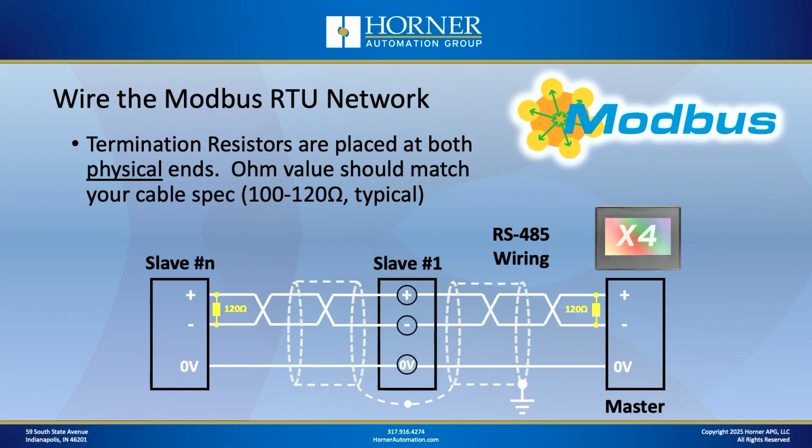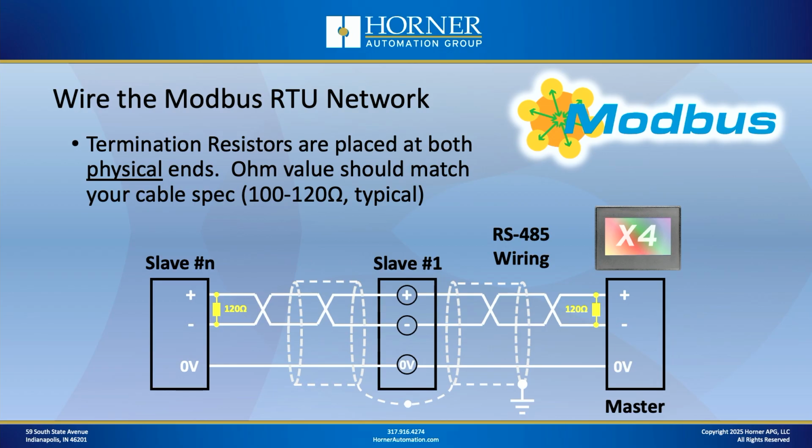Now, whether you have 2 devices on your network or 32 devices on your network, you're going to need terminating resistors, 1 at each physical end of the network. And the value of that resistor should be based on the type of wiring you're using. For most RS-485 wiring, that means 120 ohms at each end. If you're using something like Cat5, it could be 100 ohms at each end.